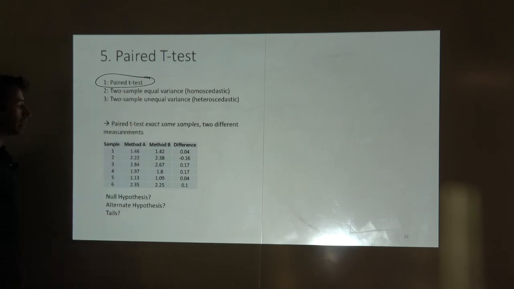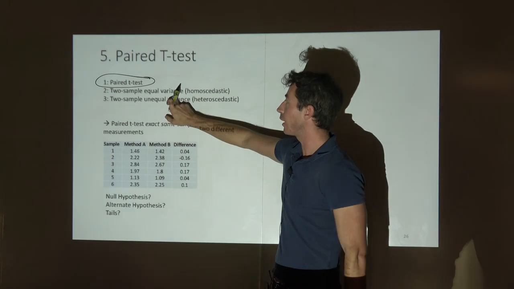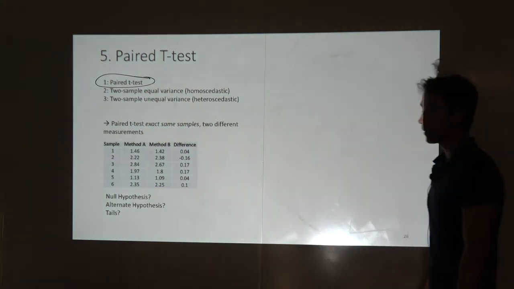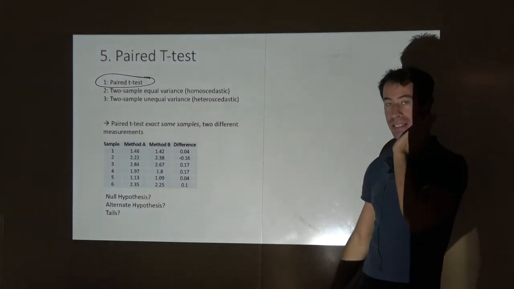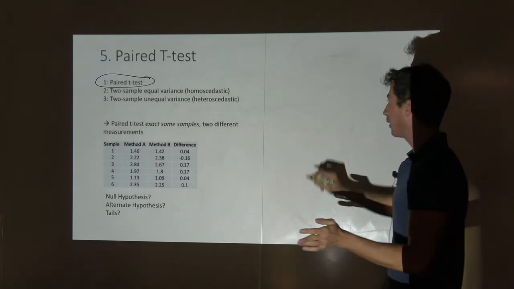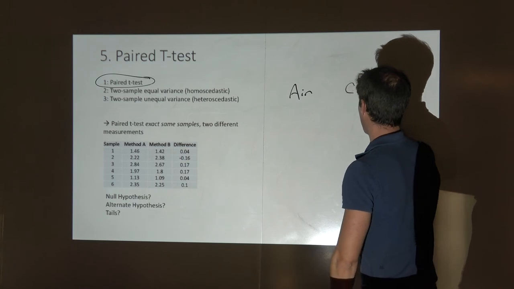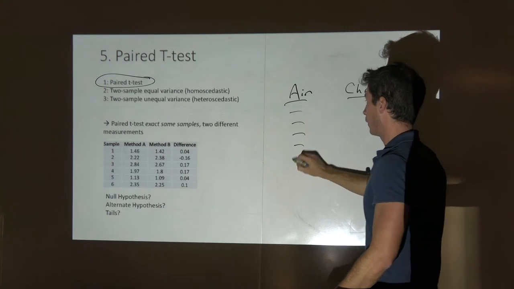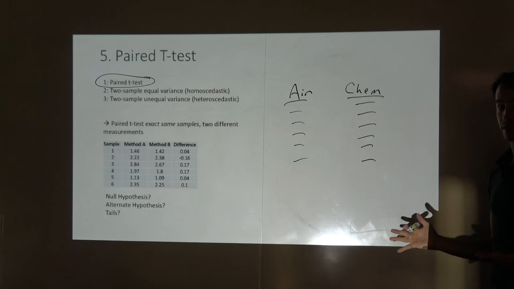Now, when would it be a paired t-test, right? I said on that last part there was 1, 2, and 3: two sample equal variance, two sample unequal variance, or a paired t-test. Okay, so this is a different situation, and in a paired t-test, you're measuring the exact same sample, right? What Rayleigh was doing is he was making two different samples. One from air that he purified, one where he made synthetic nitrogen. Okay, these are not the same samples.